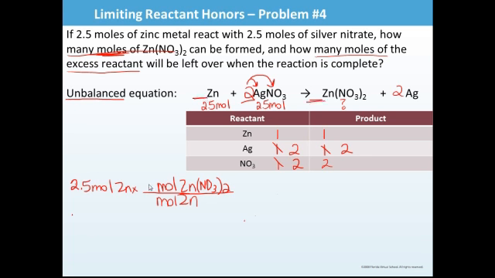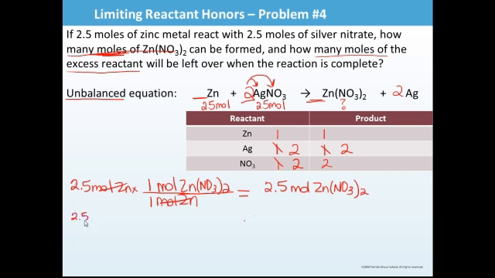Zinc 2 nitrate. I don't have any coefficients, therefore it is 1. My moles of zinc cancel. I'm left with moles of zinc 2 nitrate. Therefore, I multiply everything on the top and divide by everything on the bottom. So if all of my zinc reacts, I will form 2.5 moles of my product.